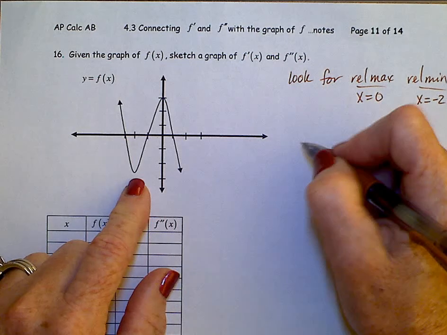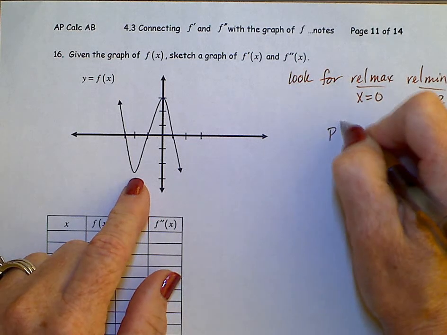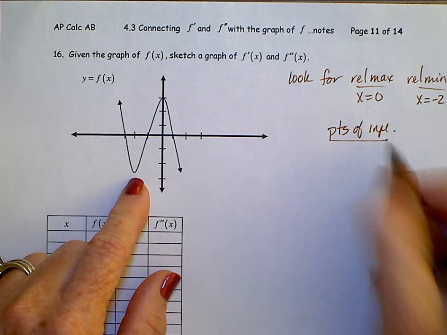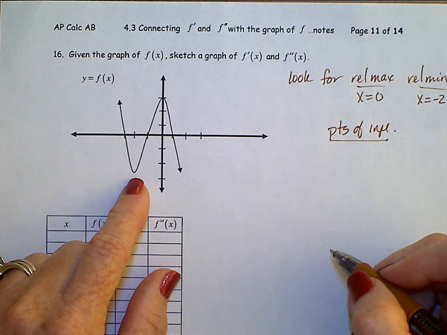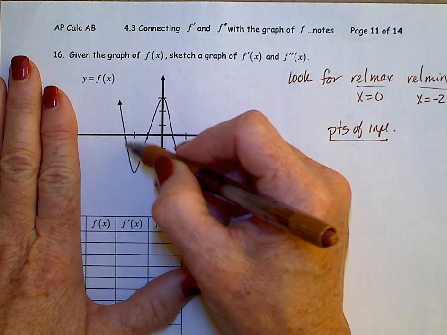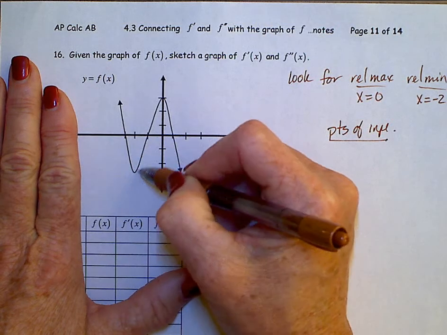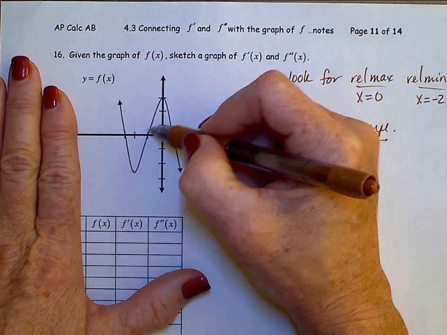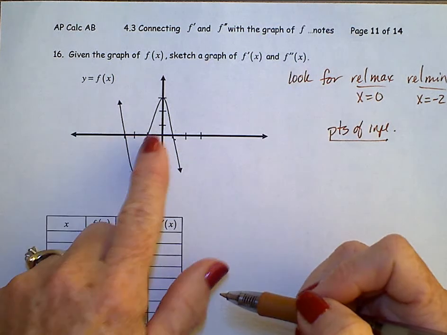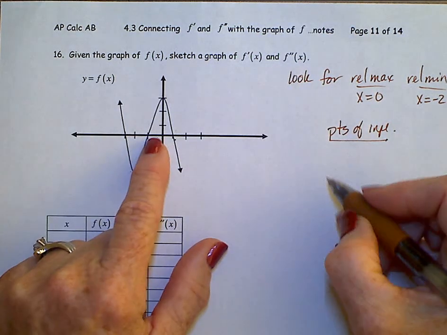I also want you to find points of inflection. And points of inflection, again, are where this graph of f of x is changing from concave up to concave down, or vice versa. And I see this is definitely being concave up, and this is definitely being concave down. So changing right here at x equals -1.